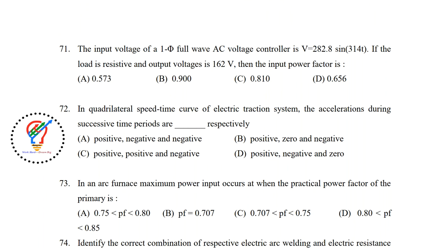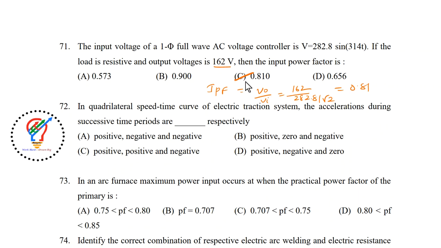Next one, 71st question here. The input voltage of a single phase full wave AC voltage controller is 282.8 sin 314t. If the load is resistive and output voltage is 162 volts, then the input power factor. So input power factor will be equal to V0 by Vi. So V0 is nothing but 162 divided by Vi, which is nothing but 282.8 divided by root 2, which is 0.81. So answer will be C here.